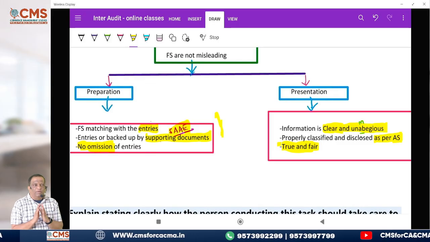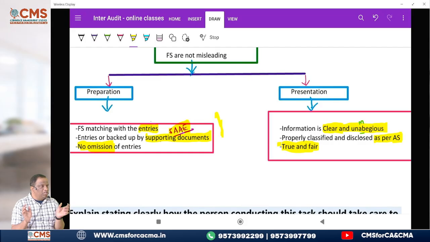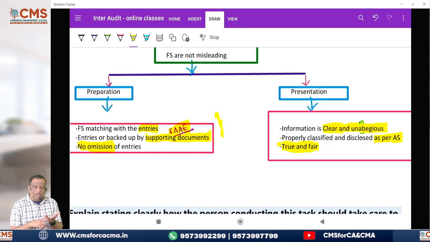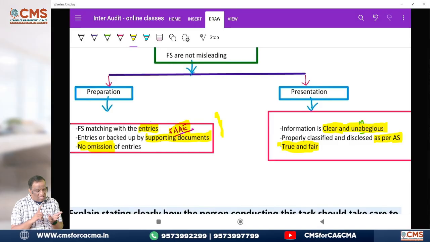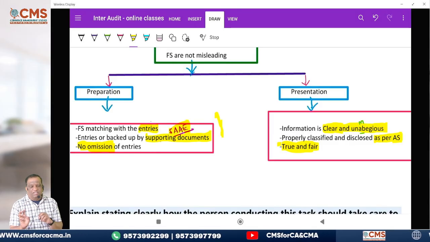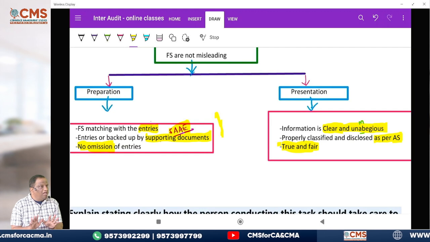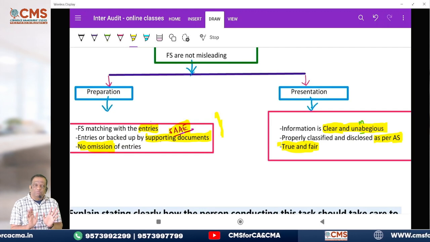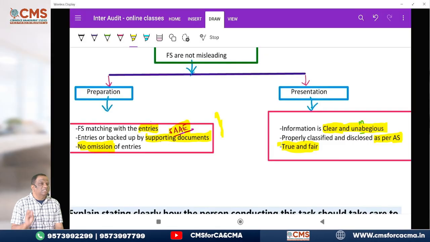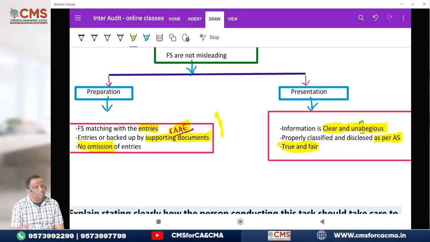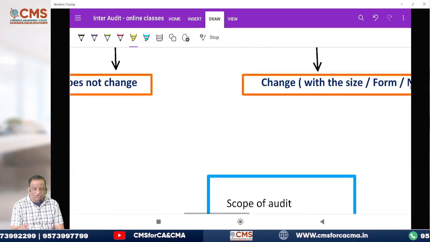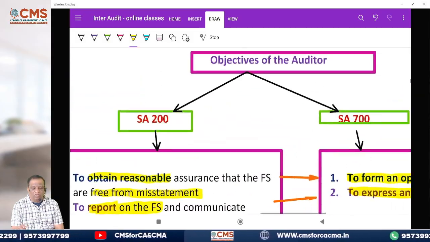Now, you break these points into two types, preparation and presentation. From preparation, quickly tell me, like a rapid round, what are the 3 points? Entries, supporting documents, and no omission. What are the presentation points? Clear and unambiguous, and disclosure as per accounting standards, and true and fair. So all this 6 points I need to ensure to see that financials are not misleading. Then what are the objects of audit and what will change and what will not change?